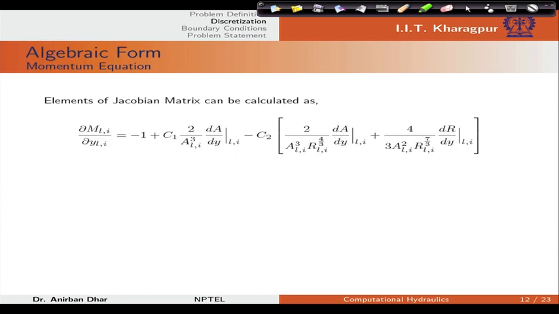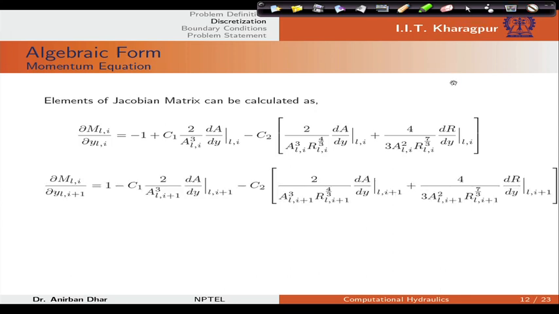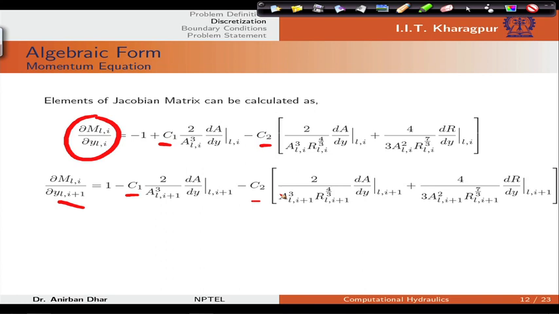If we take a derivative to get the coefficients or elements of the Jacobian matrix, then from our momentum equation we will get two terms, because we have two variables. One corresponds to y L I, and another one corresponds to y L I plus 1. C1 and C2, these terms have already been defined.